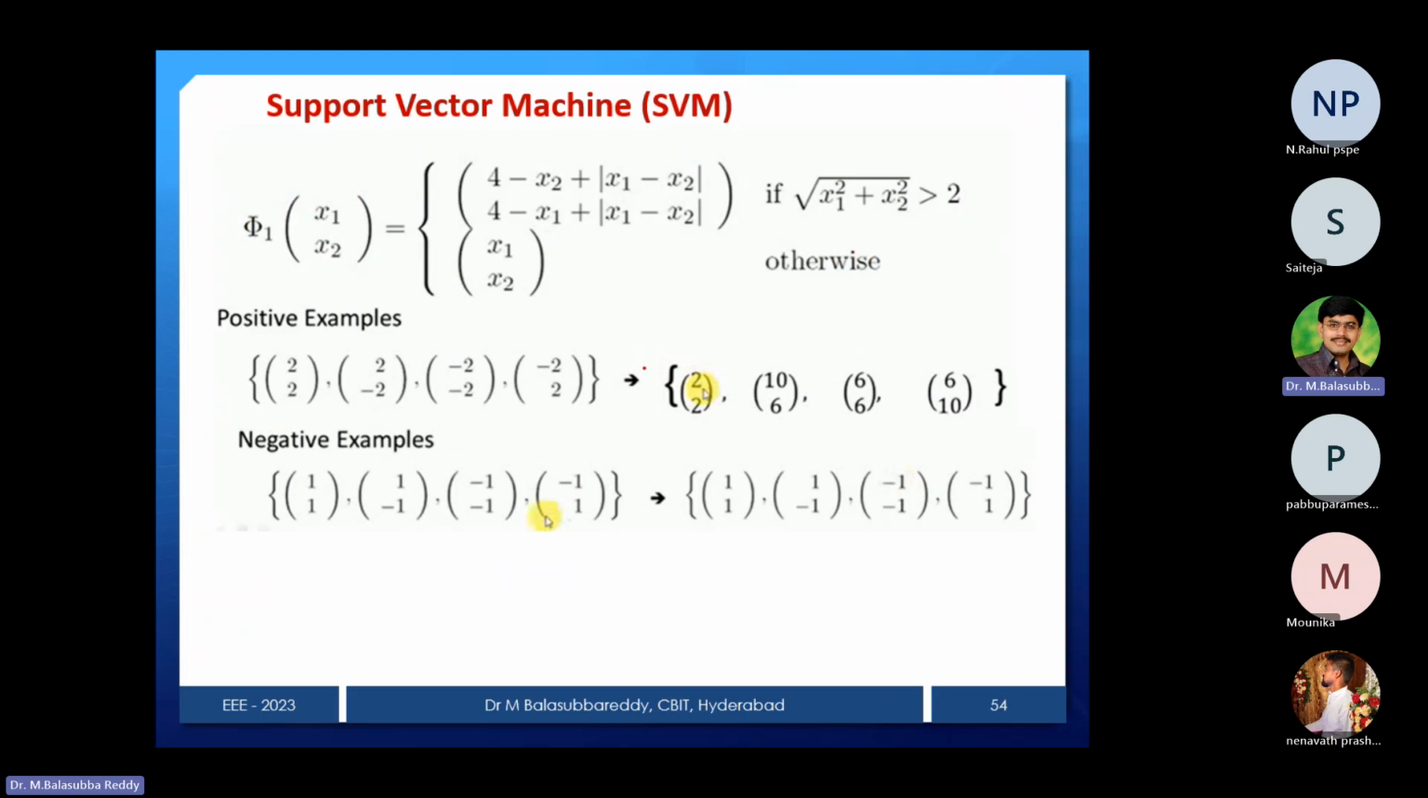Now suppose some other point comes, let it be 1, 1. What is 1 square plus 1 square? 2.